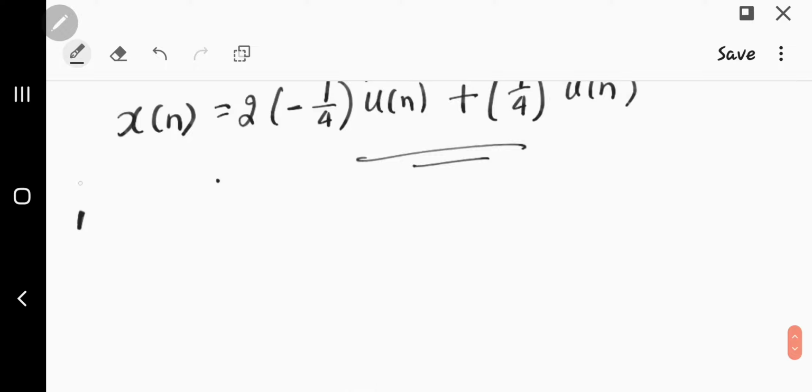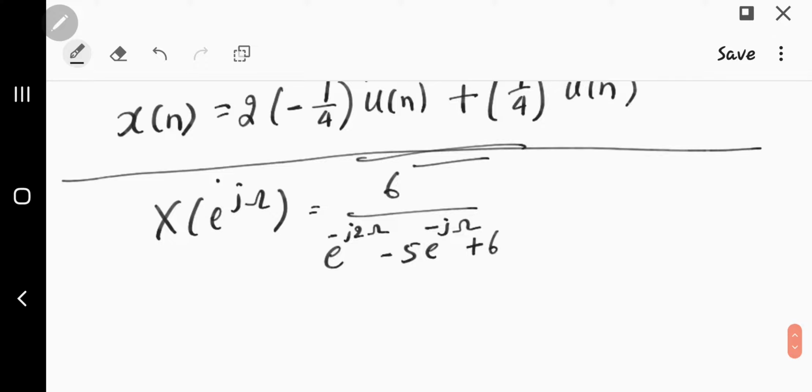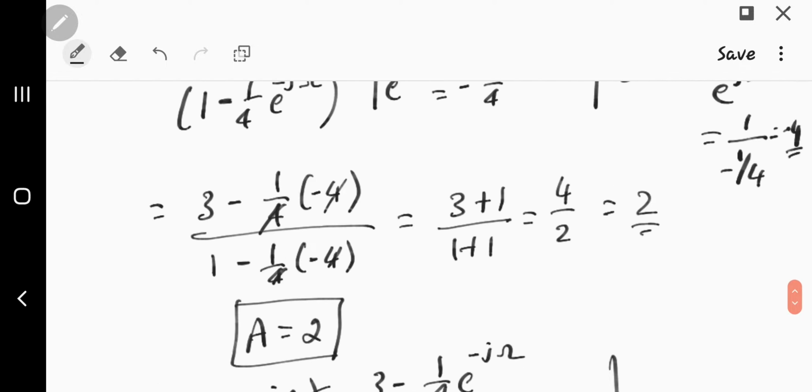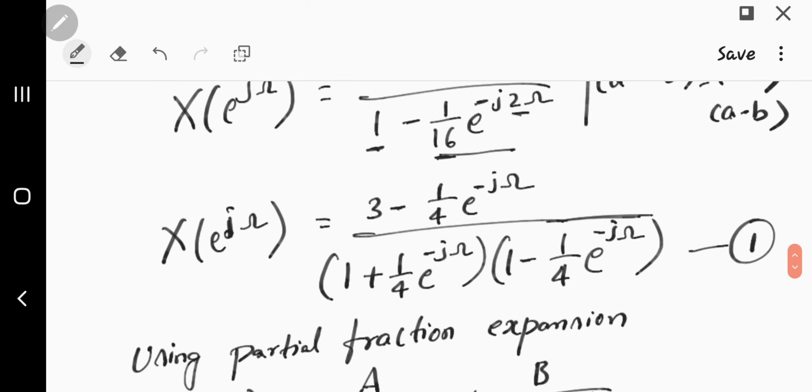Given the same, using partial fraction expansion, you have to find x[n]. So X(e^{jω}) is equal to 6 divided by e^{-j2ω} minus 5 e^{-jω} plus 6. For this one you have to find the roots of the denominator, and express X(e^{jω}) in this form to apply partial fraction, as we did here in equation 1.